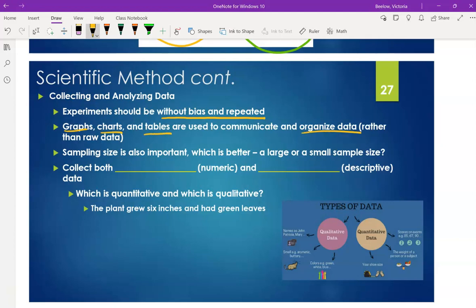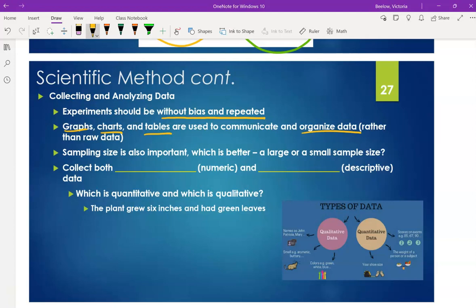And usually it has to be in some organized fashion, maybe a pie chart, a bar graph, a table that's organized. Raw data isn't always the easiest to interpret or look at. Usually that data has to be put into some organized format.